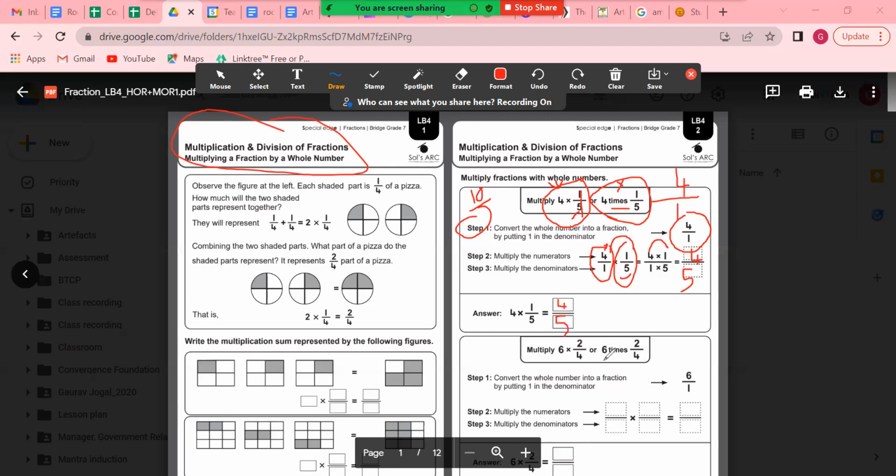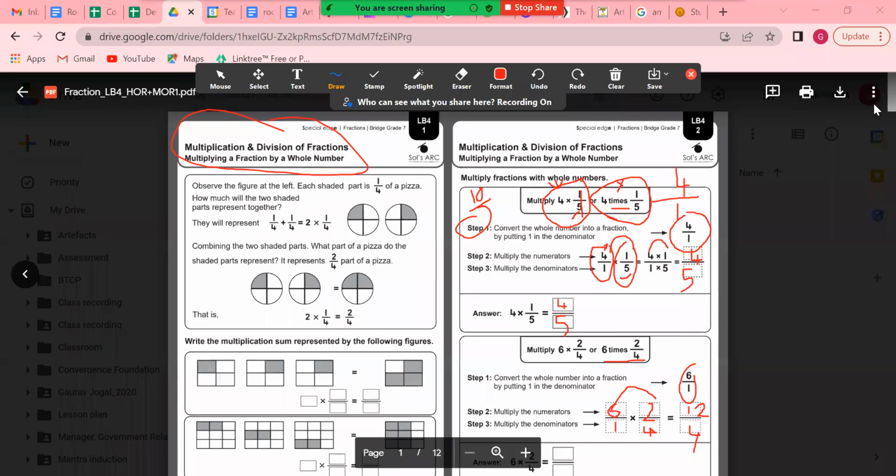Similarly here, 6 times 2 by 4. To do 6 into 2 by 4, first I will write 6 by 1. So this will become 6 by 1 and this will become 2 by 4, right? With the numerators, 6 into 2 is 12. 1 into 4 is 4. This is the simplest rule that you have got, but you have to remember it.